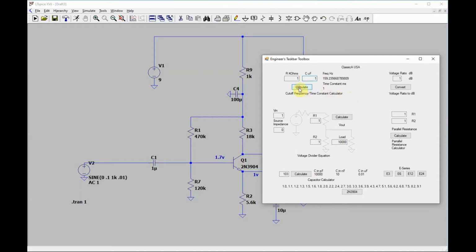Let's see what we got here. This is 159 hertz. 10 is down to 15.9. 100 is 1.59 hertz. It's not bad. You could leave it at 100. What I'm doing here is calculating the cutoff frequency, and this way anything below that frequency gets filtered out. And so you'd probably want at least 100.